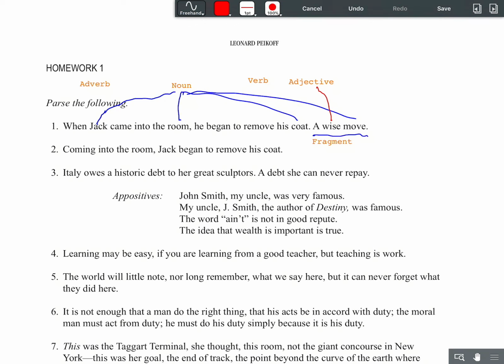Alright, well let's do verbs. So removing is a verb. Began is a verb. But, alright, one of these might not be a verb. I have to look at it more carefully because there's two things in a row. One of them might be modifying the other one. He began to remove. So to remove is an infinitive. And it is saying what he began doing, so it modifies began. So that makes it an adverb, I think. I have to think about it more, but maybe.